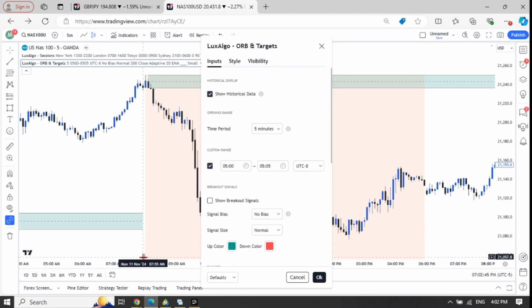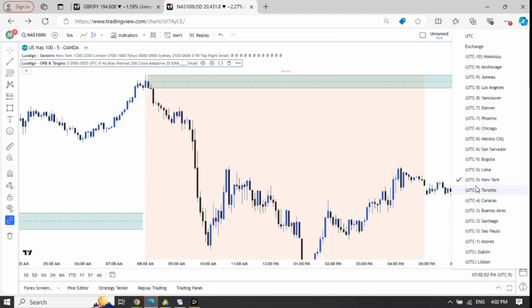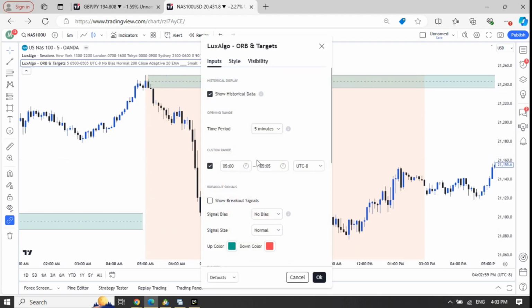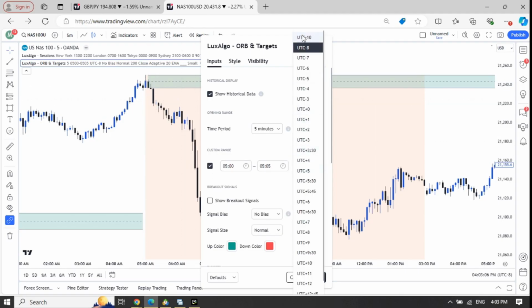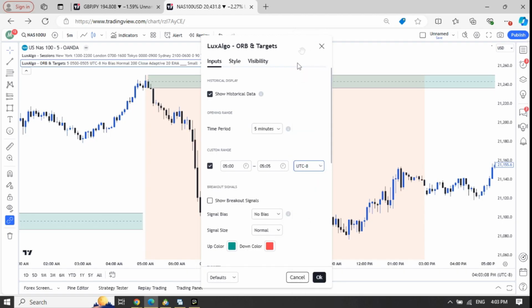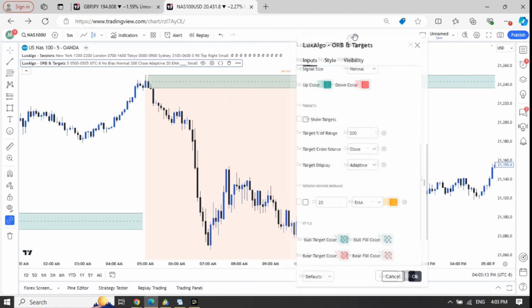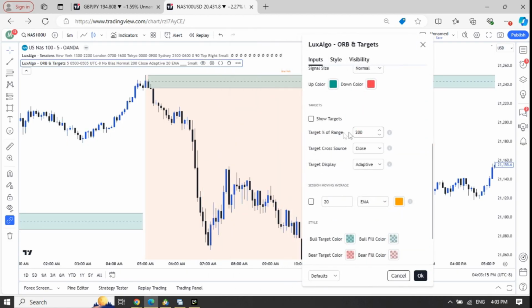So on your chart, my chart's 505 because I'm in Vancouver. Well, I'm in Victoria on Vancouver Island. So this is my time zone here, 5 a.m. So you just want to go like this. You just want to set your time of the start of the New York session and 5 minutes later, and then make sure you set this to whatever time zone you're using. Turn off show breakout signals, turn off show targets. I think this is set at 50 or something like that. But yeah, I put it at 200.